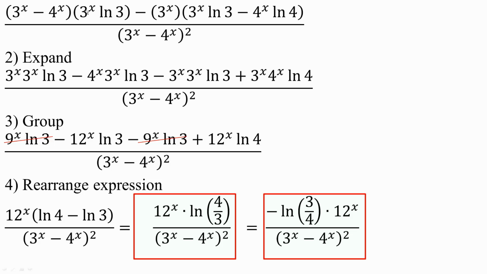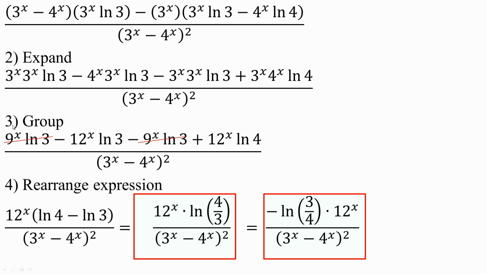So 3 raised to x ln 3 times 3 raised to x is this piece right here. Next, 3 raised to x ln 3 times negative 4 raised to x is this piece right here. Next, negative 3 raised to x times 3 raised to x ln 3 will give us this piece right here. Next, negative 3 raised to x times negative 4 raised to x ln 4 will be this piece right here, divided by the square root of what's below, this piece right here.